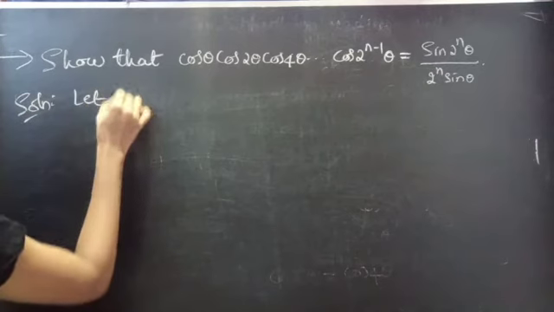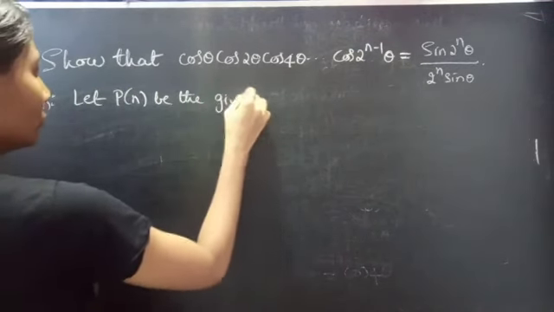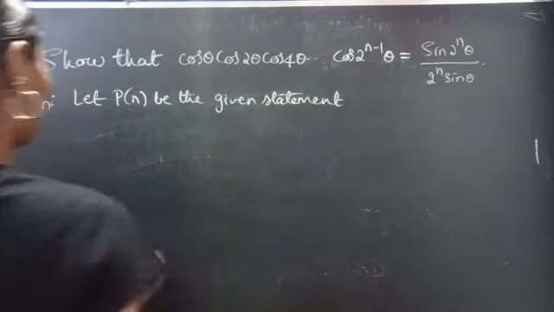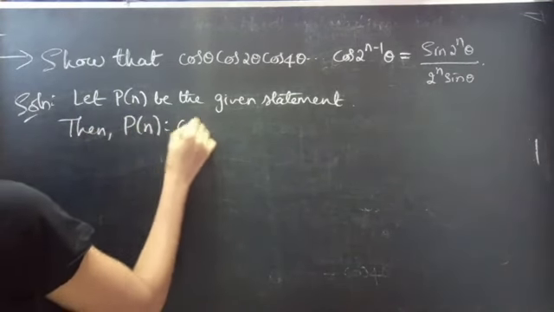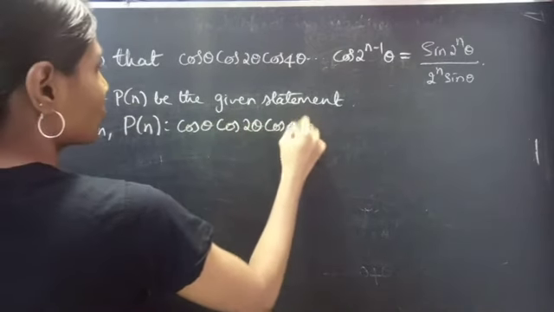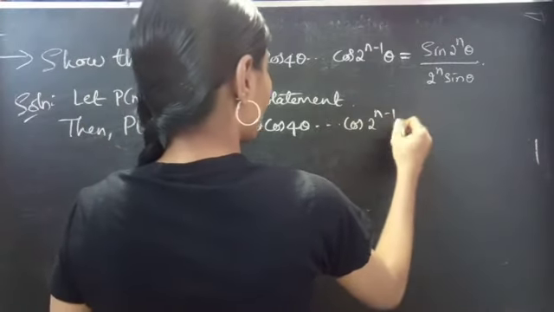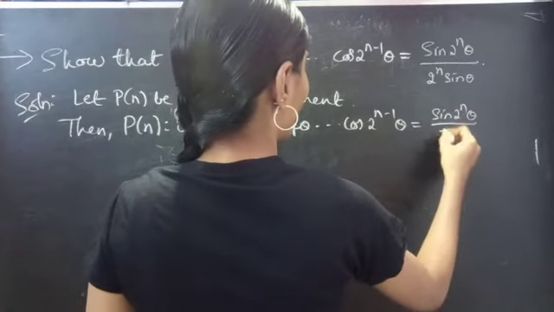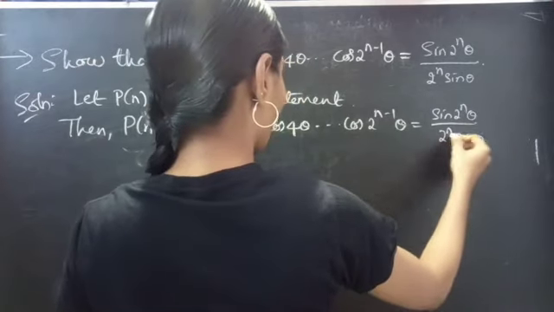Let P of n be the given statement. Then P of n: cos theta into cos 2 theta into cos 4 theta into so on into cos 2 power n minus 1 into theta equals sin 2 power n into theta by 2 power n into sin theta.